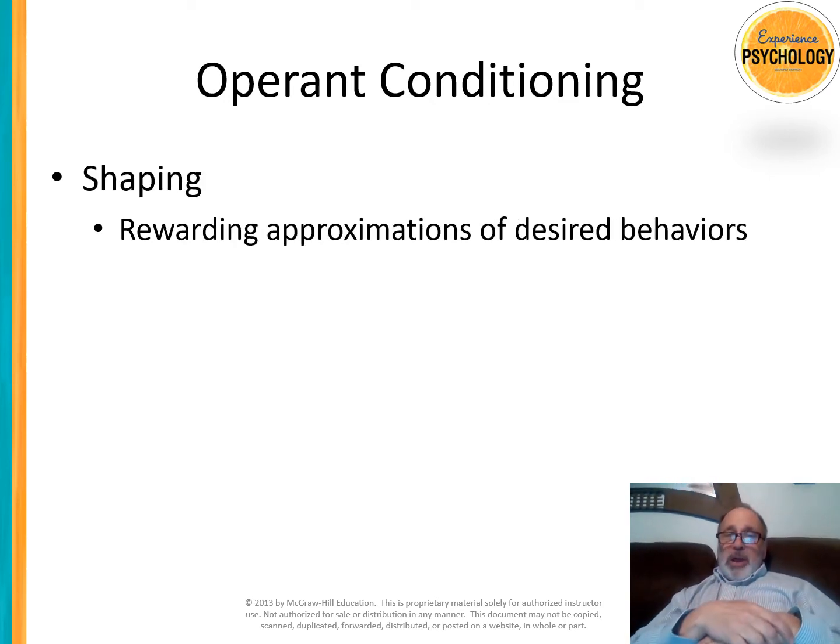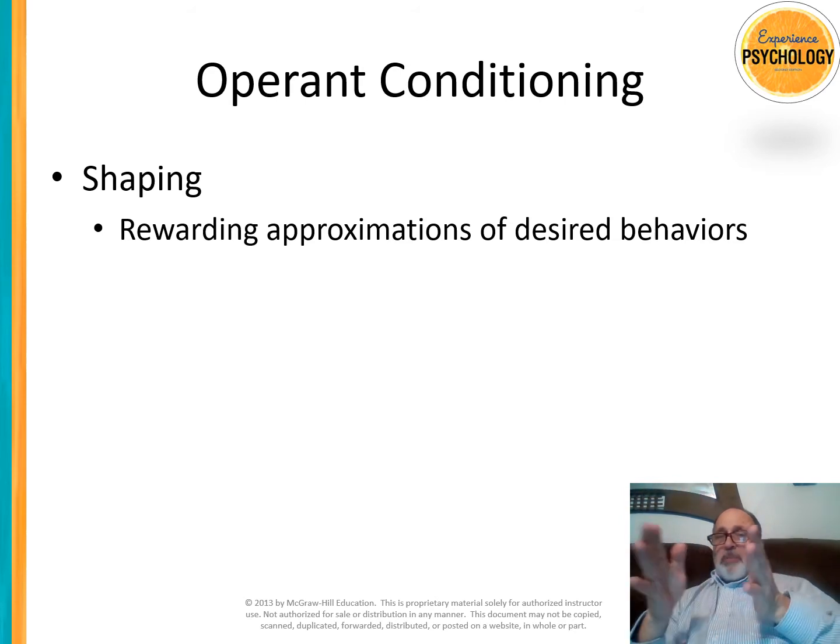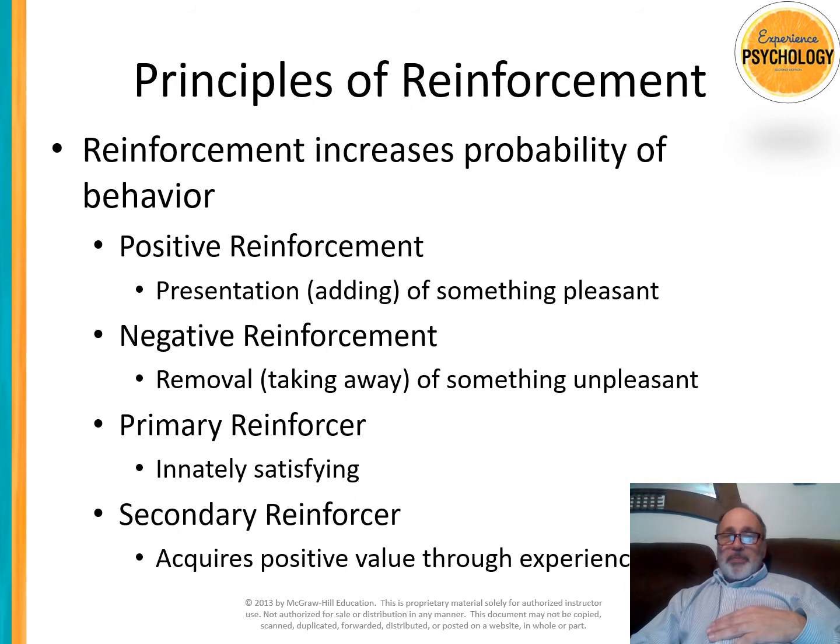We already talked about shaping. Shaping is when you want to teach an animal or a person to do a very complex behavior. You reward it in approximations, the closer it gets to the desired behavior. Since it's very complex, you just reward it each baby step of the way, all the way through the process, and that's called shaping.